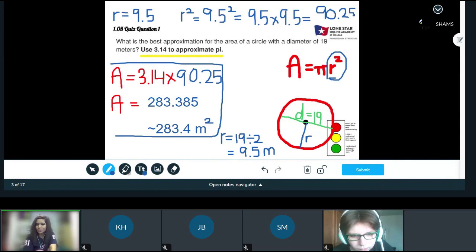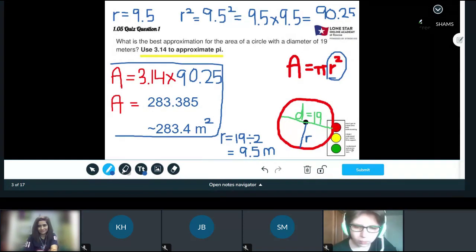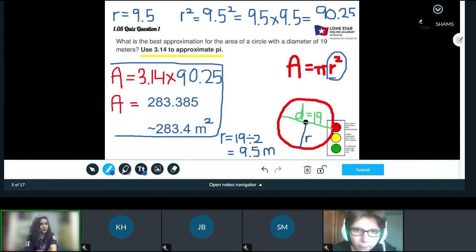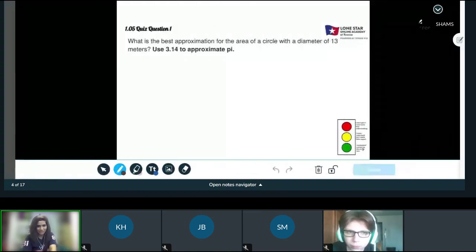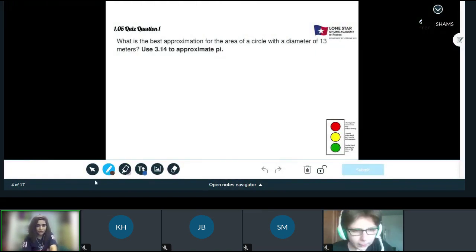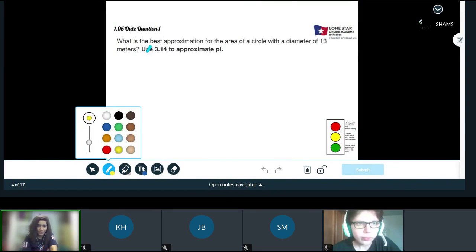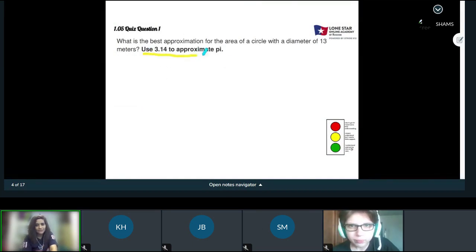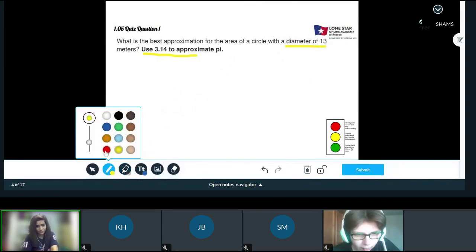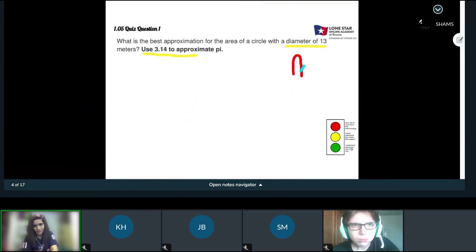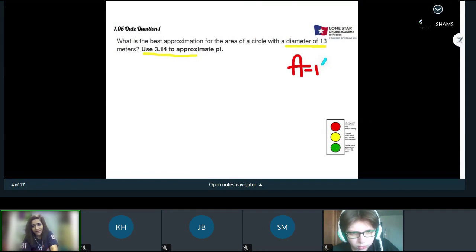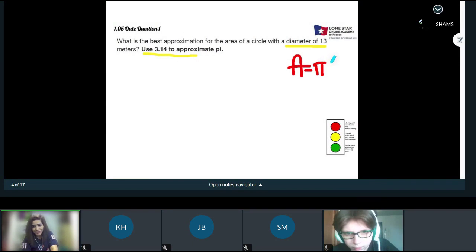Before I move on, are there any questions? No questions? Let's go ahead. Move on to the next one. A very similar one, just some slightly different numbers. Remember, they want us to use 3.14 for pi. In this case, diameter is 13. How do I calculate area for circle? I do A equals, A is for area, pi times r squared.